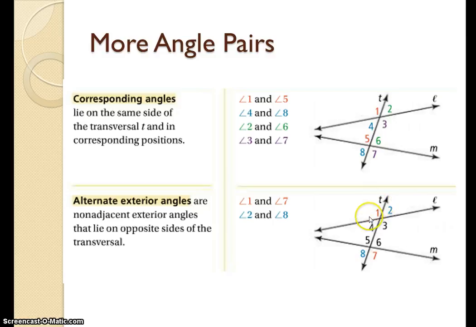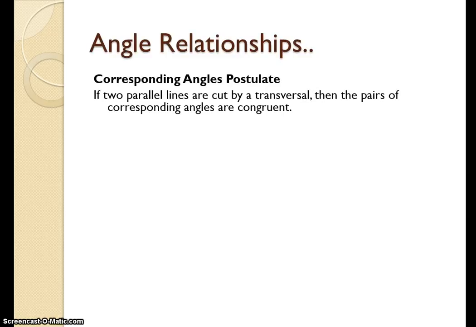So in this one here would be angle 1 and angle 7, and this one here would be angles 2 and 8. So with these comes some postulates and theorems, which means let's get this written down where you put your postulates and theorems. So the first one is the corresponding angles postulate. If 2 parallel lines are cut by a transversal, then the pair of corresponding angles are congruent.